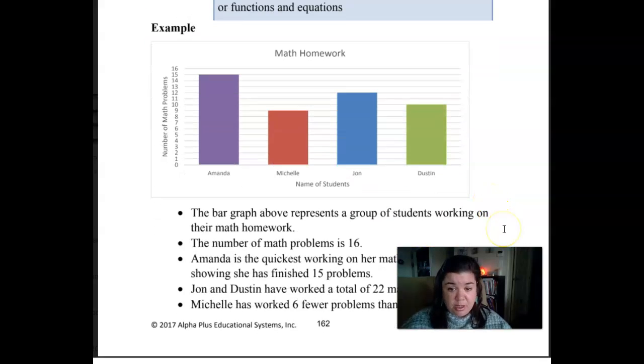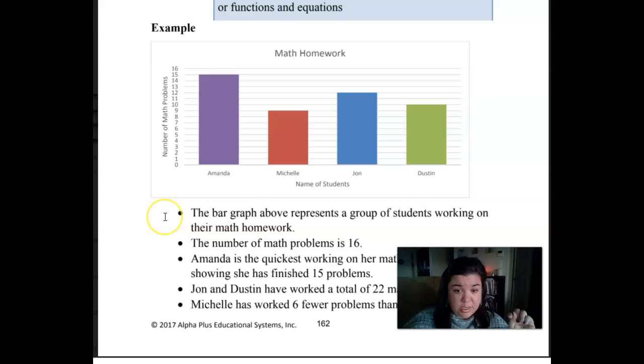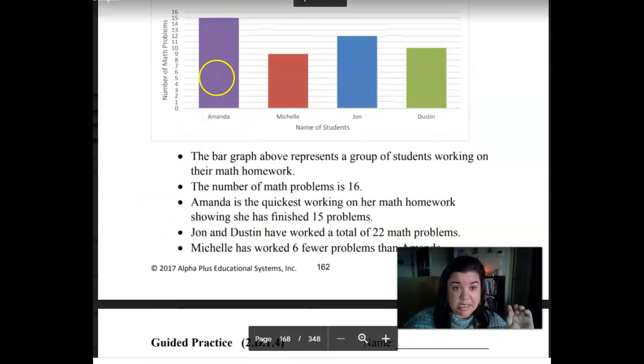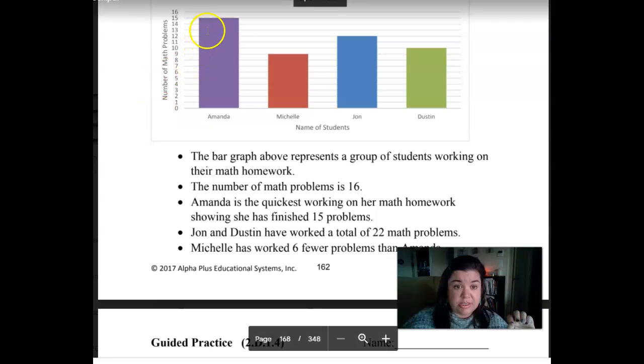So the bar graph above represents a group of students that are working on their math homework. And the number of math problems is 16. You see here, it goes all the way up to 16. So it shows us that Amanda, that's this one right here, the biggest bar, is the quickest working on her math homework. And it showed that she finished 15 problems.